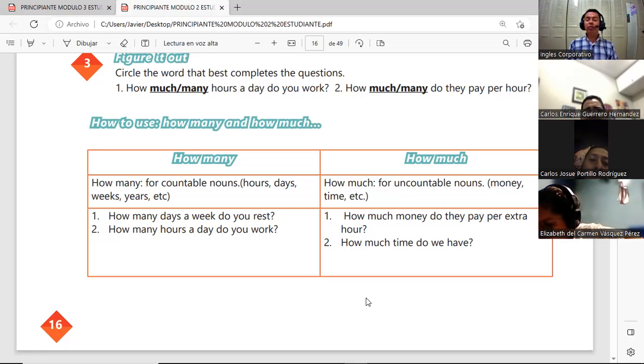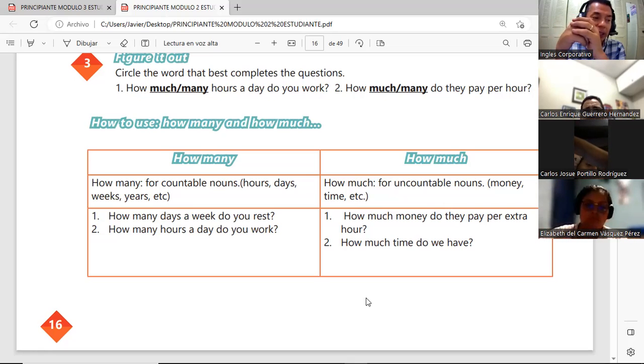Other examples of countable nouns? Car, television. Televisions, uh-huh. What else? House. Cars, televisions. Colors. Hamburgers. Pencils. Hamburgers is possible? Yes or no? Books. Yes, books.